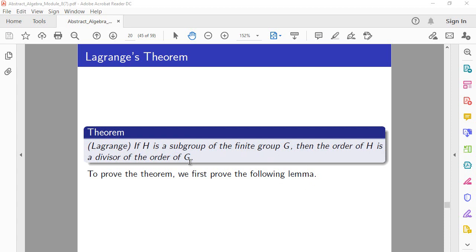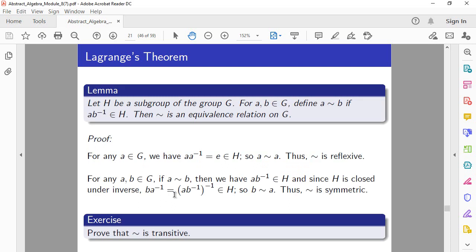So let's try to prove this, and the proof is kind of long, so I'm going to break it up here. To prove this theorem, we first need to establish a lemma, an auxiliary result. Actually, in this lemma I don't even need that G is finite, but we're going to apply it when G is finite.